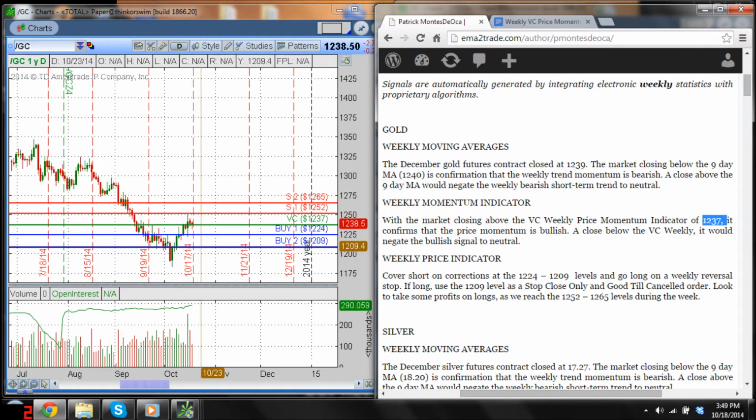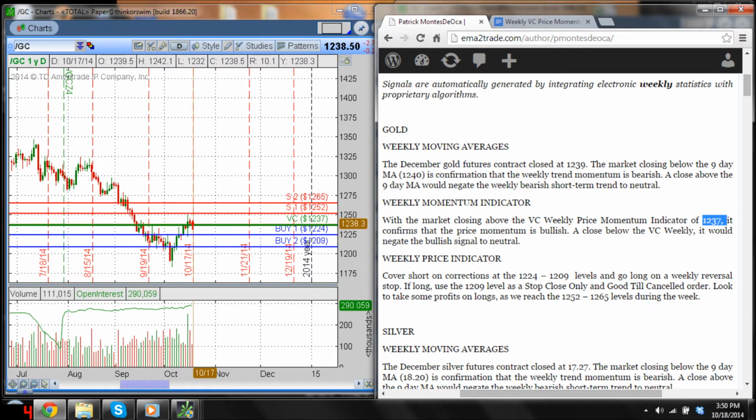It also tells you if we continue to see the market run up, or the continuation pattern, the momentum indicator being bullish, if the pattern maintains its bullish stance into next week, that you should take profits again at 1252 to 1265, which are these levels here that we see on the chart. Specifically, it's telling you the sell one level is 1252. The second one is 1265. The fact that the market closed above 1237 is bullish.